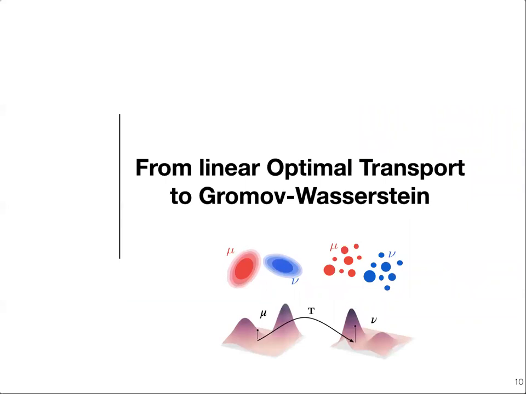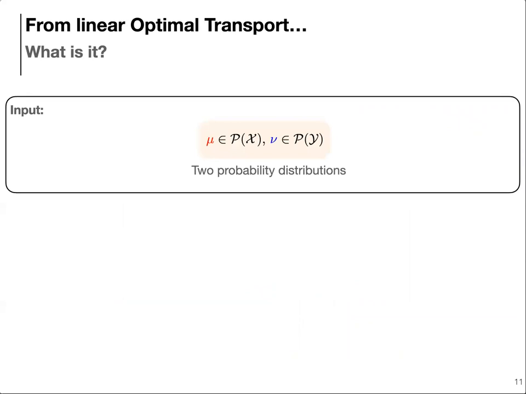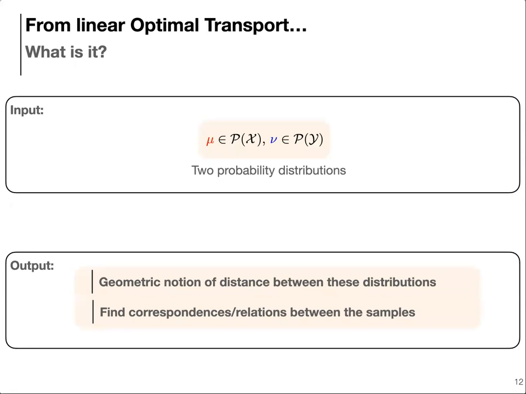Right? Okay. So let's go with optimal transport. In the classical optimal transport framework, generally we consider two probability distributions that will be denoted mu and nu in the remainder, and we'll try to keep with the red and blue color scheme so that we can always recall what we are talking about. So we have two probability distributions, and the goal of optimal transport is to define a kind of geometric notion of distance between those distributions. And this notion of distance means that we will be able to compare two distributions, but we will also, as a byproduct of optimal transport, find meaningful correspondences and relations between the samples that are related to those distributions.